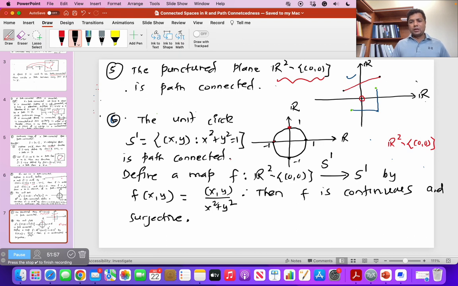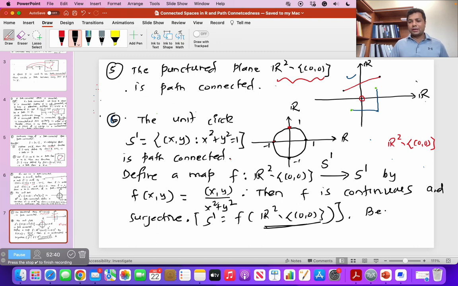So now we have defined a continuous map from the punctured plane to S1, and not only continuous, it is surjective. Surjective means S1 is going to be f of this set, that is, S1 is the same as f of R2 minus (0, 0). And we know that the punctured plane is path connected and f is continuous. So the continuous image of a path connected space is path connected. So this set is path connected. Since our map is surjective, this set is the same as S1. That is why S1 is also path connected.